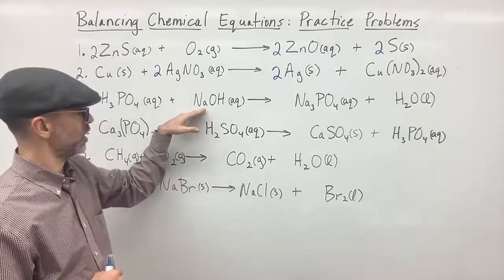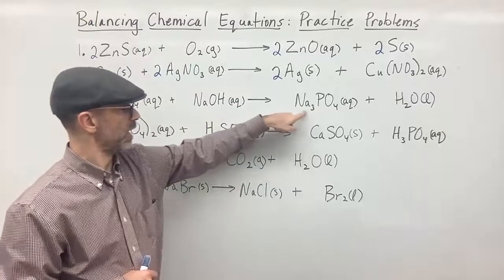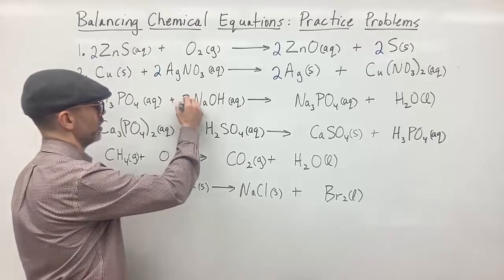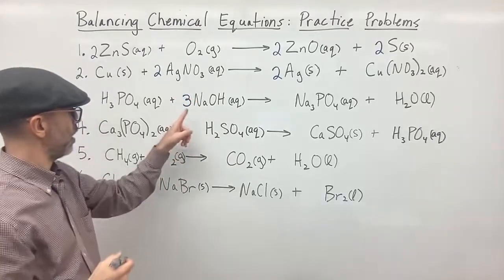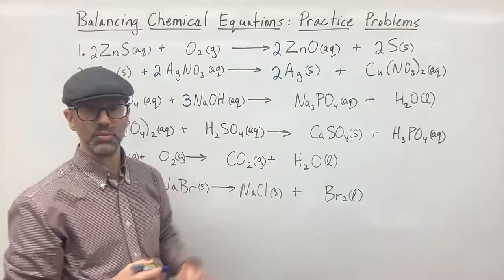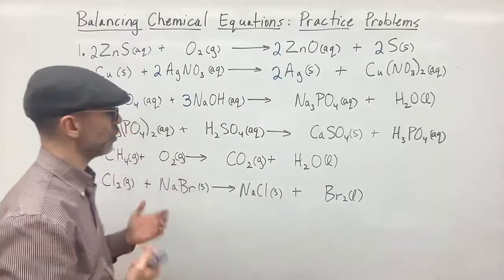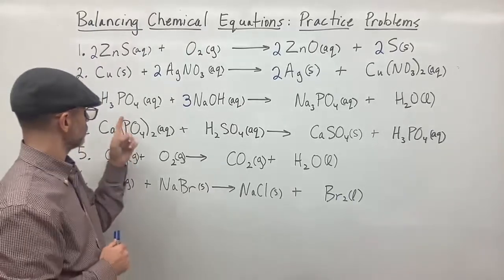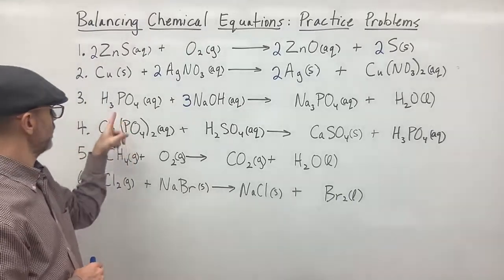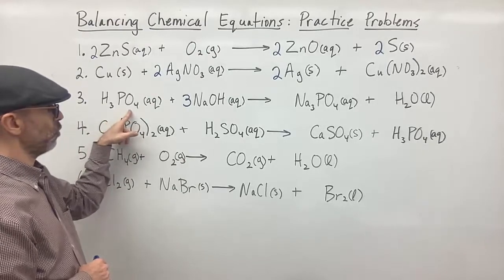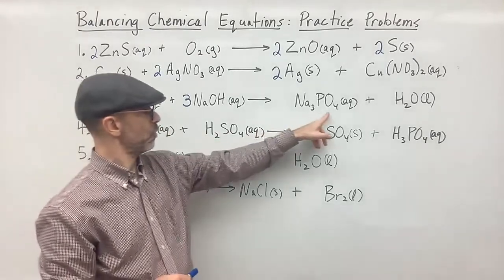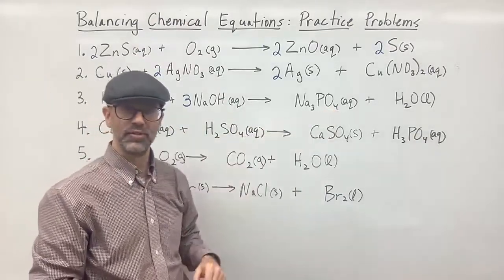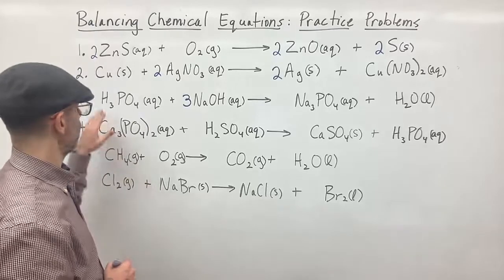So we have sodium here. We have 3 sodium atoms on this side, and we have 1 on this side. So we'll put a 3 coefficient there. So now I have 3 sodiums, 3 sodiums. So that's balanced. That was the only metal. So let's go ahead and balance the others. So here I have PO4 here, and I have PO4 here. So I have 1 of these, and I have 1 of these. So that's balanced. And what about the hydrogen?